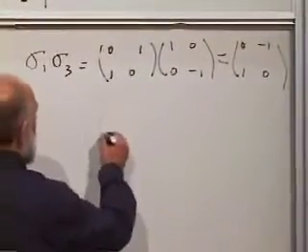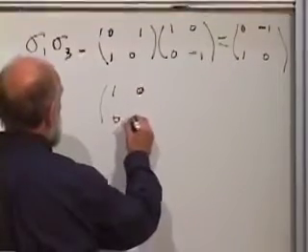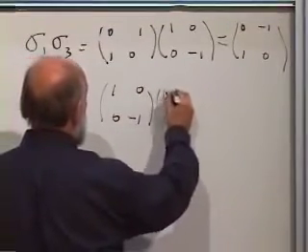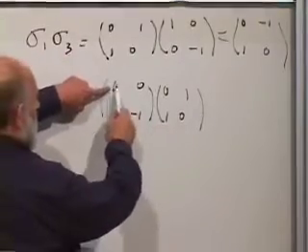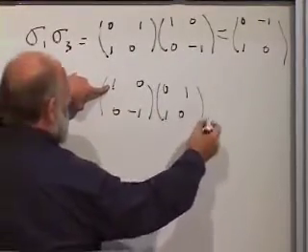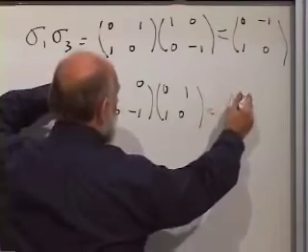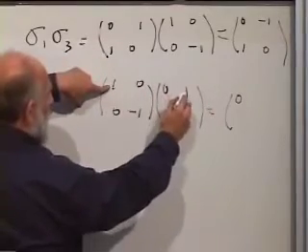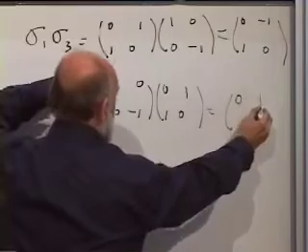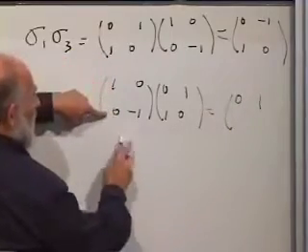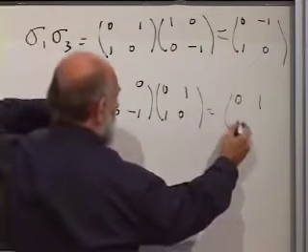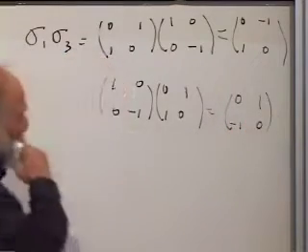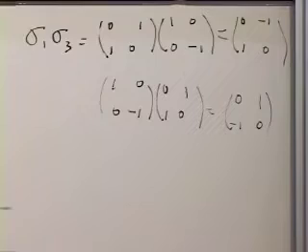Now let's do it the other way. 1, 0, 0, minus 1 times 0, 1, 1, 0. All right. In the first element, 1 times 0 plus 0 times 1, that's 0 again. But now 1 times 1 is 1. And now we go down to this corner, that's 0 times 0 minus 1 times 0, which is 0.